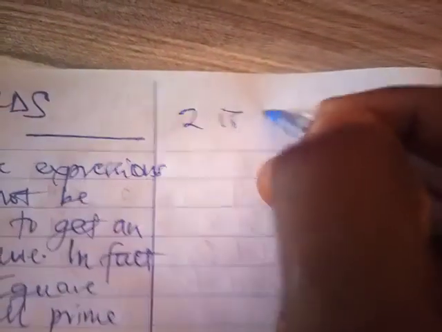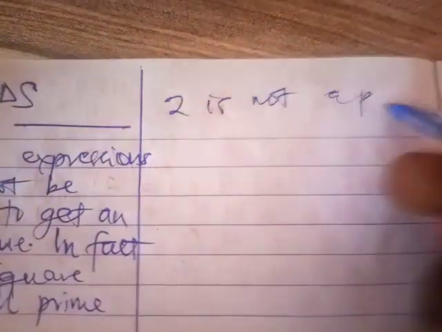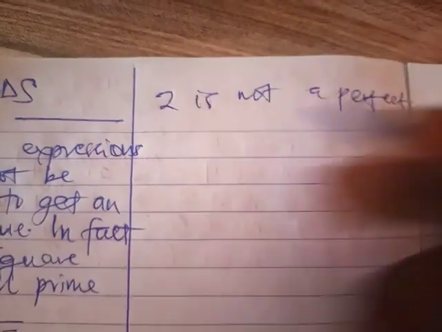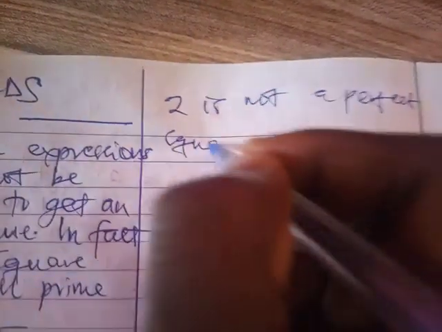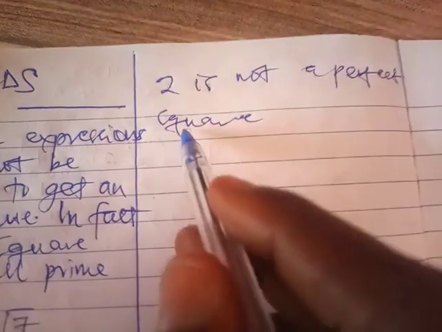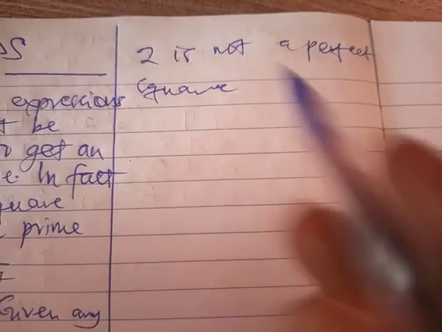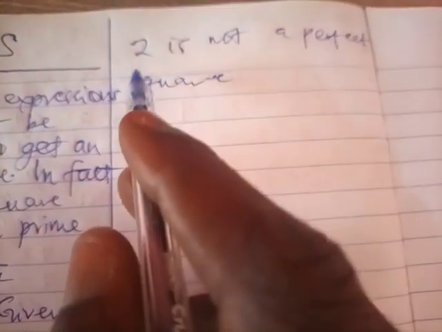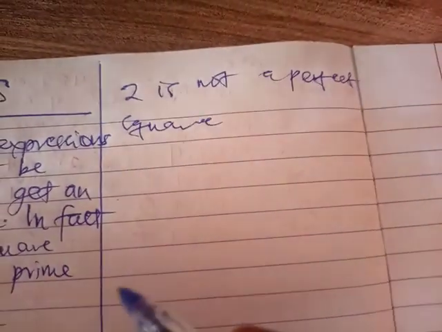Now, 2 is not a perfect square. 2 is not a perfect square because there is no number on this earth that when you multiply itself, you can get 2. No number on this earth can multiply itself to get you 2. So we say 2 is not a perfect square.